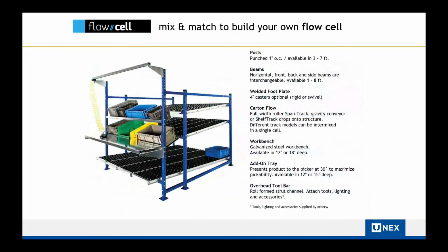But like I said, it's really just a large erector set for the manufacturing floor. All of our posts run on 6-inch increments, all the way from 3 feet to 7 feet. All of our beams go from 1 foot to 8 feet, and the posts are punched on 1-inch centers. So as you see, here's a unit that's great for an assembly line where the operator can put parts together and then turn around and put them onto the moving line.